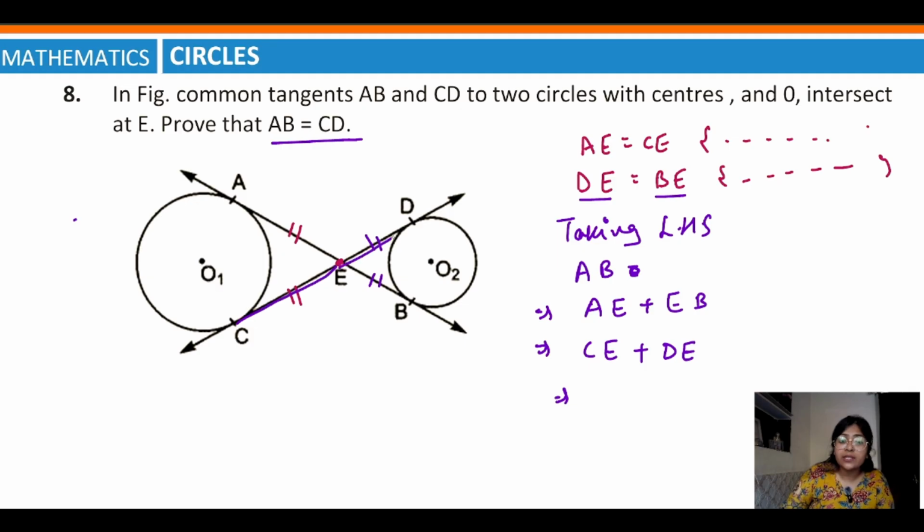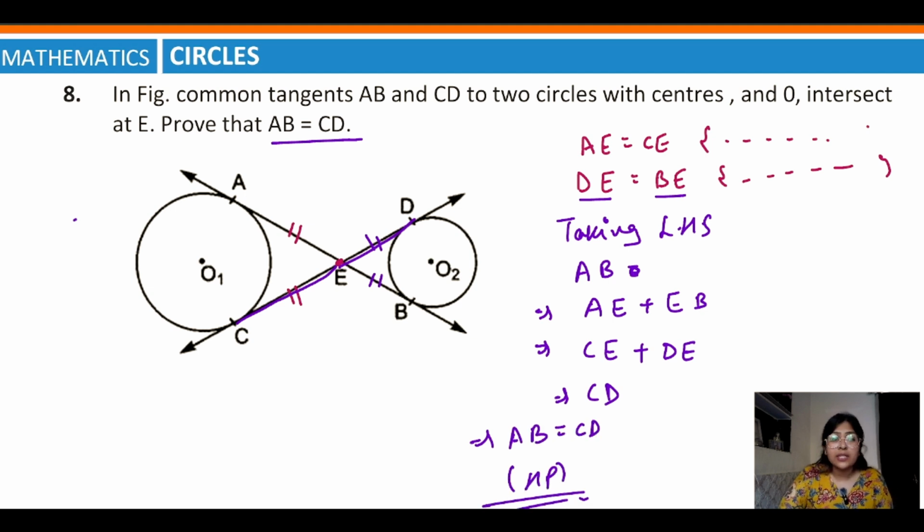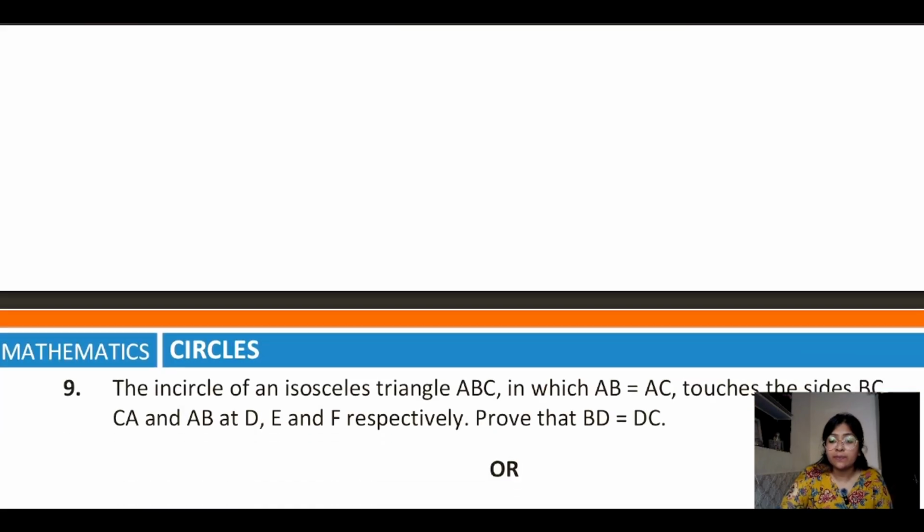CE plus DE is equal to CD. It means AB is equal to CD. Hence the question is proved. This is clear to you, learners? Okay, now move to the next question.